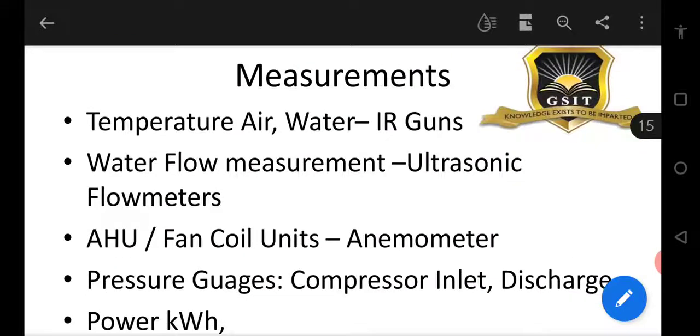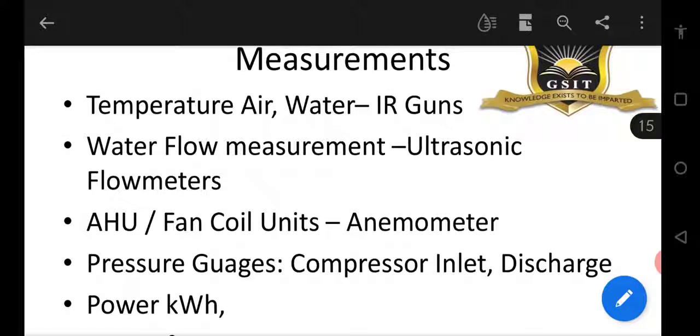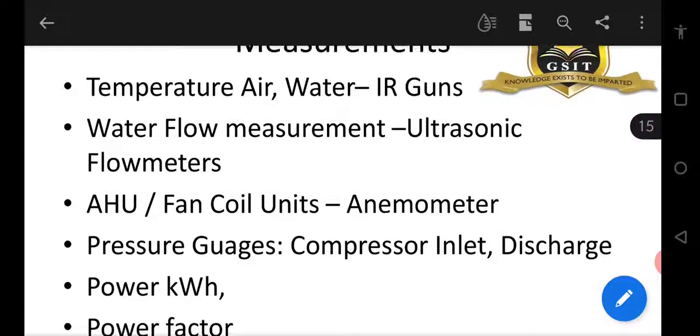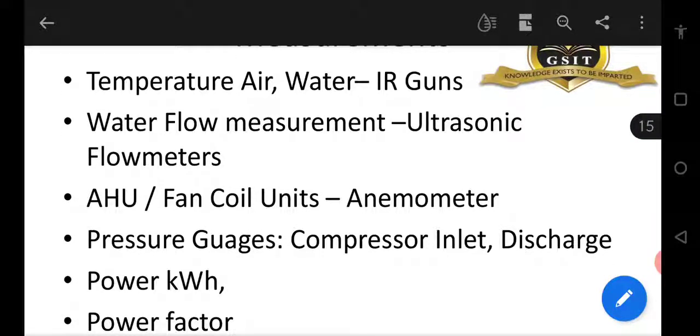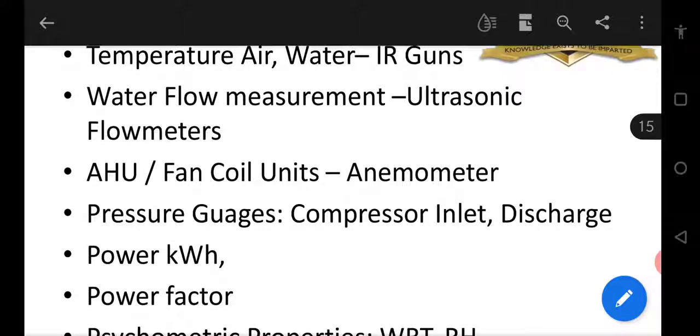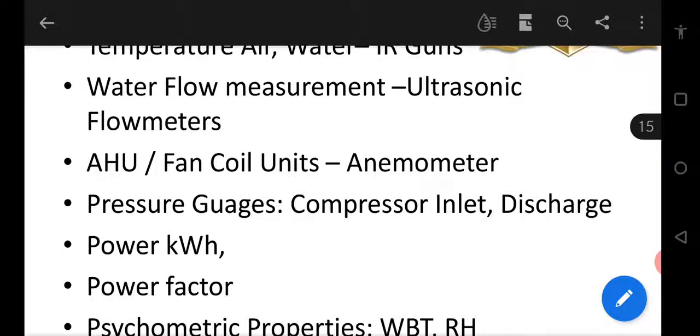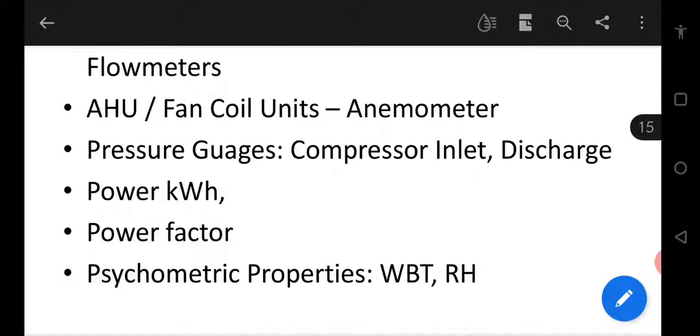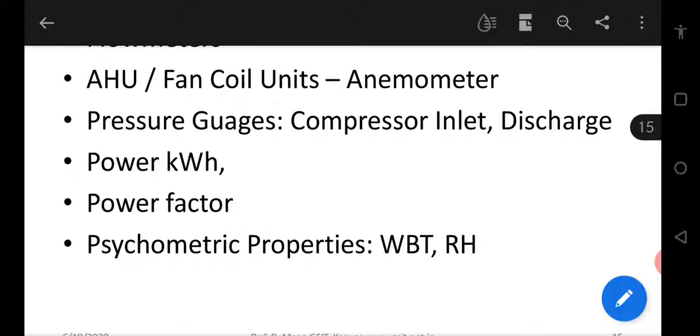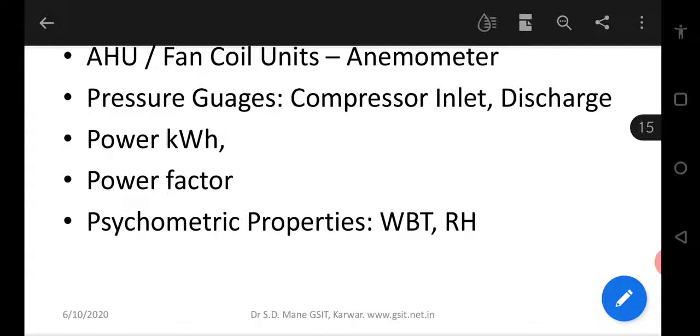Now what are the measurements you take for the HVAC systems? You have to measure the temperature of water and air, so you use IR guns; contact thermometers are also available. Then water flow measurements: you can install an inflow measurement device, or you can use an ultrasonic flow meter, which is a non-contact flow meter. Then for air handling units, to estimate the quantity of air movement, you use an anemometer. Then you have pressure gauges for the inlet and outlet of the discharge of the compressor.